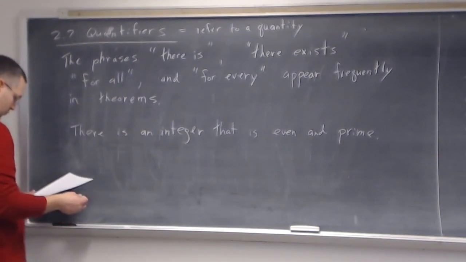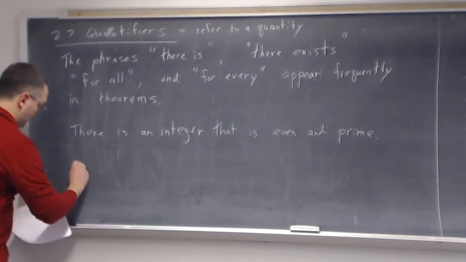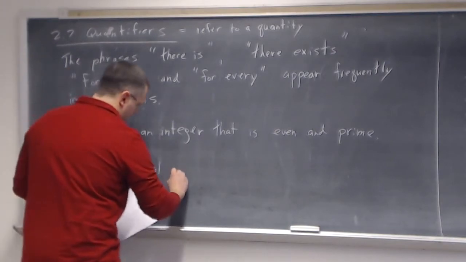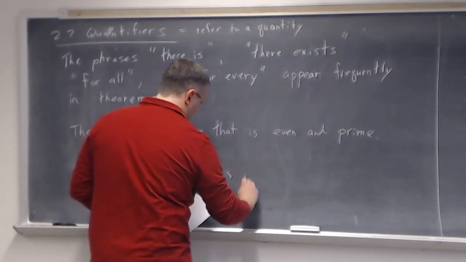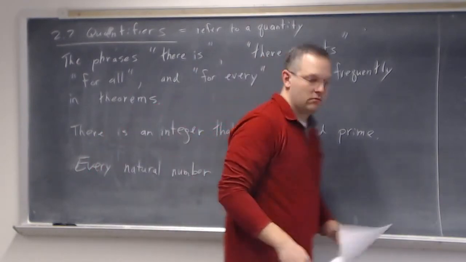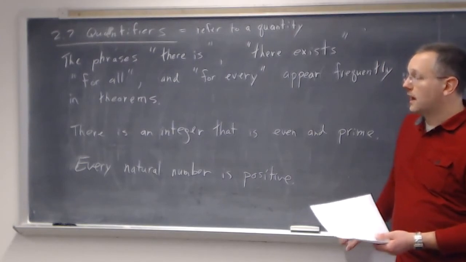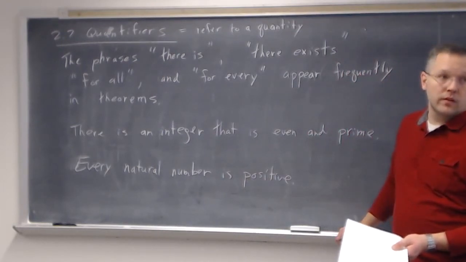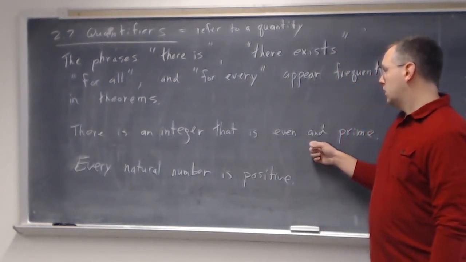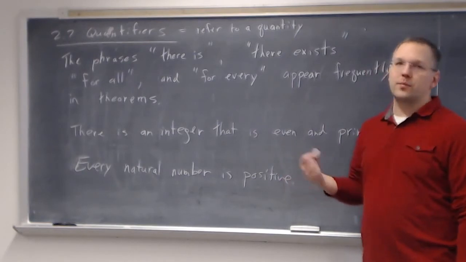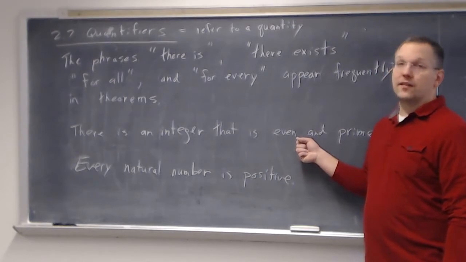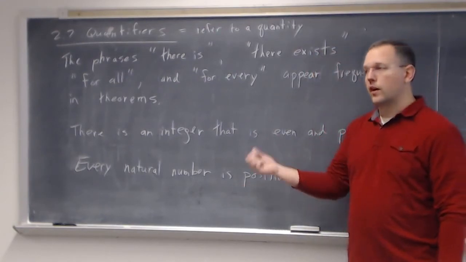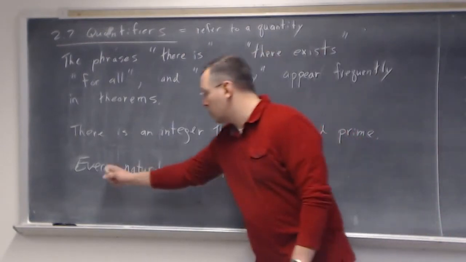Here's another one. Every natural number is positive. That's a statement about all natural numbers. Now, these are actually both true statements, by the way, right? There is an integer that is even and prime. Even if I said some integers are even and prime, those are both true statements. It's true because I can find at least one, the number two, is both even and prime. Every natural number is positive. Well, the natural numbers are 1, 2, 3, 4, 5, so yeah, they're all positive. But that's true for every single one of them.